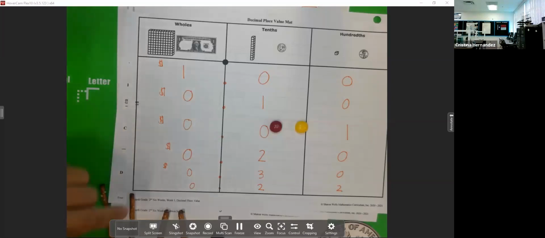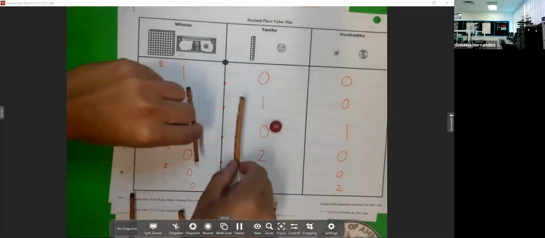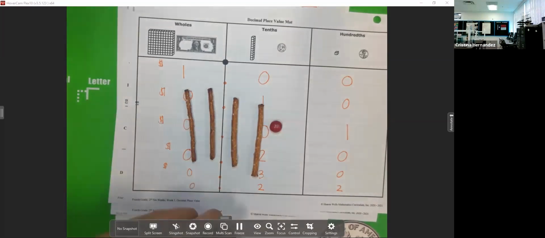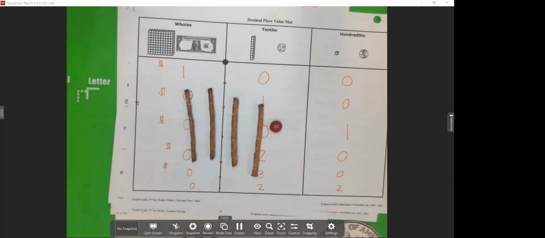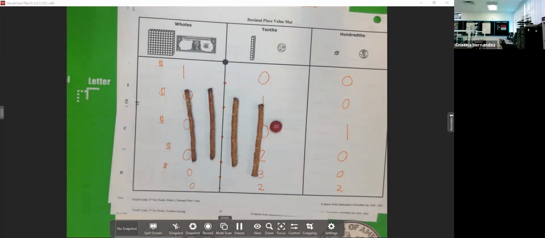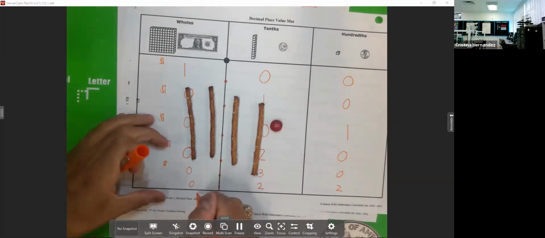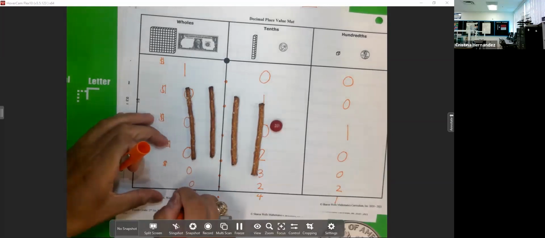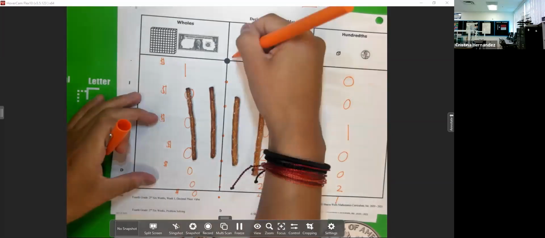So I had them show me 41 with their pretzels and their Skittles. They're lucky. They actually want to be in school now. They got some candy. You can eat your pretzels and your Skittles right now. So this is what it would have looked like. 0.41. And what you need to understand is the decimal too.